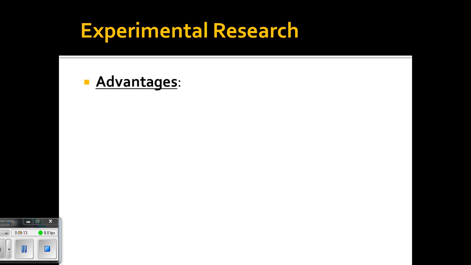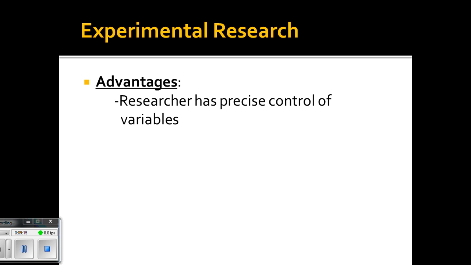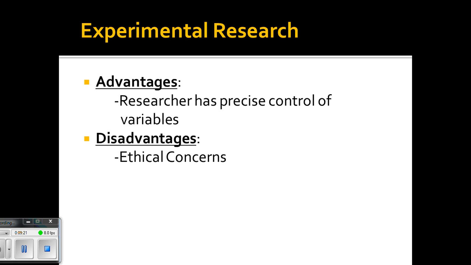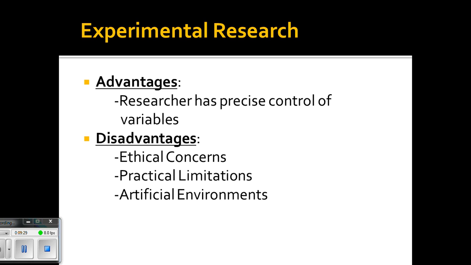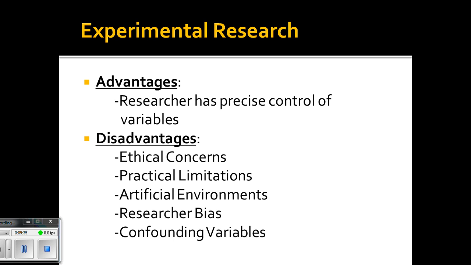Experimental research, why it's good. Okay, researchers have precise control over the variables and also prove cause. Disadvantages, you gotta consider the ethics. Okay, you have to make sure you practice limitations. Sometimes you're setting up an artificial environment. There may be a researcher's bias towards a certain situation. And then obviously all the confounding variables and stuff.